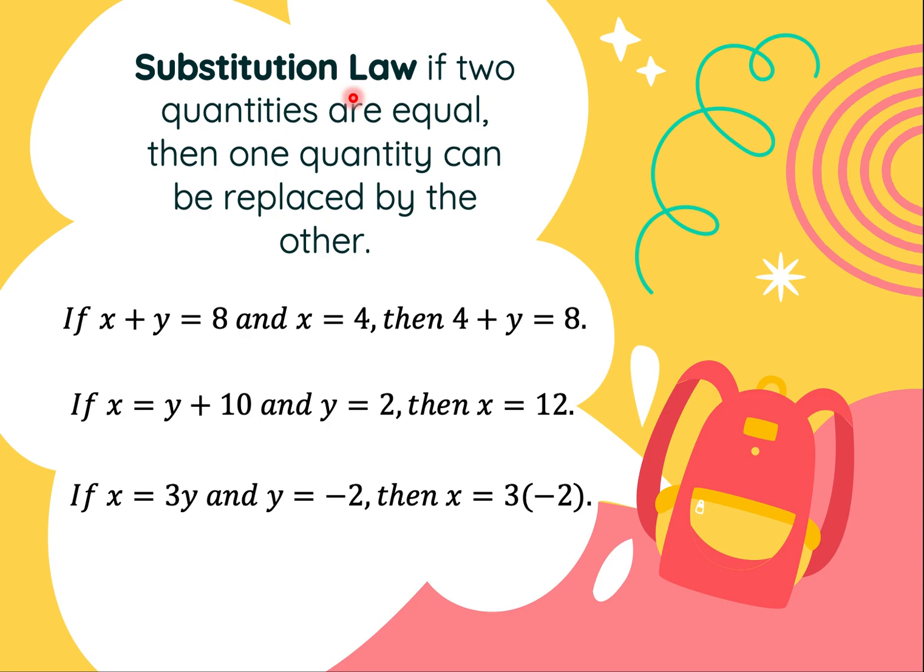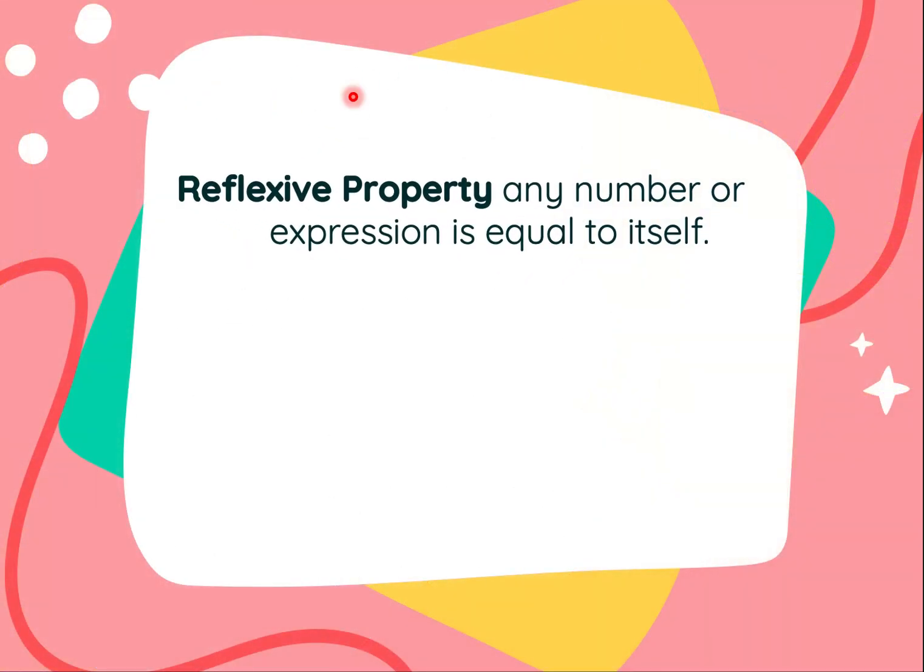The fourth property is what we call the reflexive property. Reflexive property: any number or expression is equal to itself. From its word, reflexive, it's reflection. So it is equal to itself. For example, 2 is just simply equal to 2. 3a is equal to 3a.